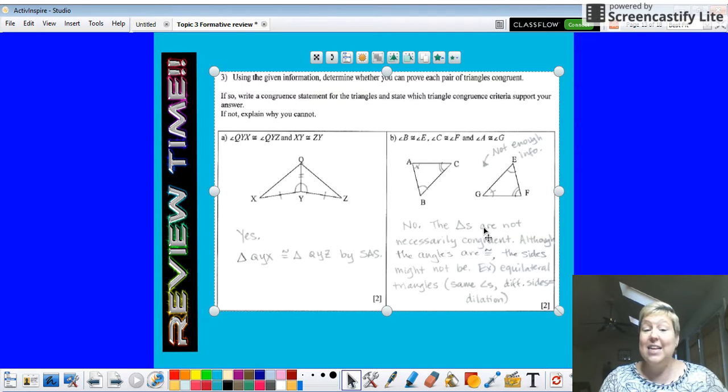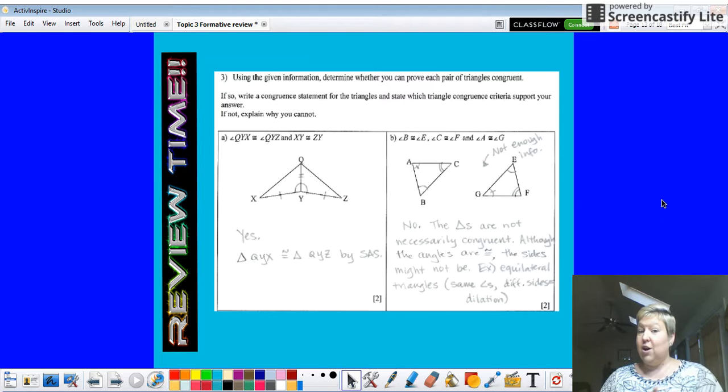However, no, these triangles are not necessarily congruent. Although the angles are congruent, the sides might not be. So for example, equilateral triangles might all have 60-degree angles, but their sides could be, although they would be in proportion, not congruent, because not all the side lengths had to be the same. We could dilate those triangles larger or smaller, still be an equilateral triangle, but one could be easily larger than the other. So again, I'm not letting my eyeballs fool me. Even though they look congruent, I can't prove congruency.